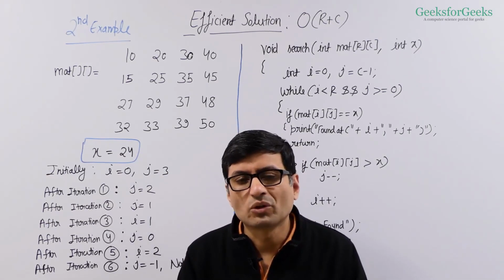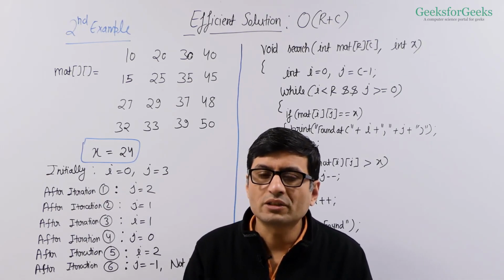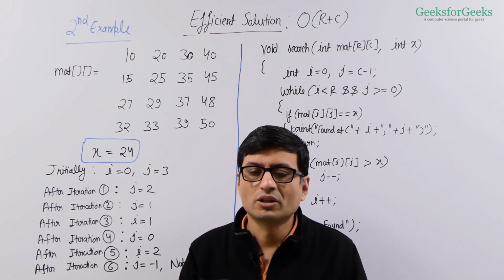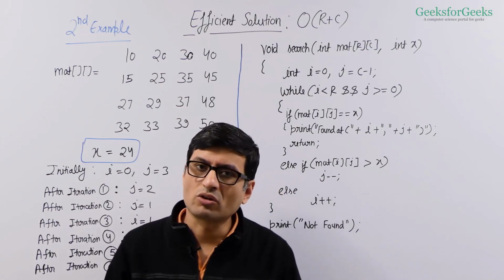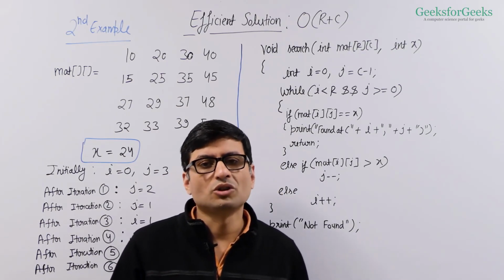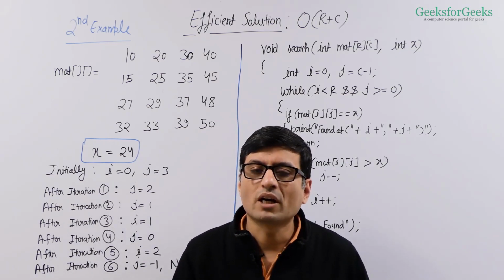Let's now talk about the time complexity of it. In every iteration, we are either changing the column or we are changing a row. So in the worst case, we might change all the columns or we might change all the rows or we might do a mix of these two. So the overall time complexity is big O of r plus c.